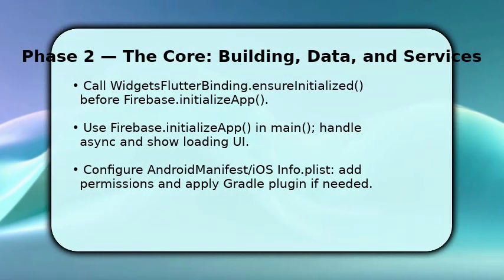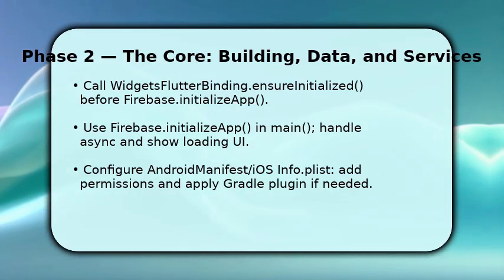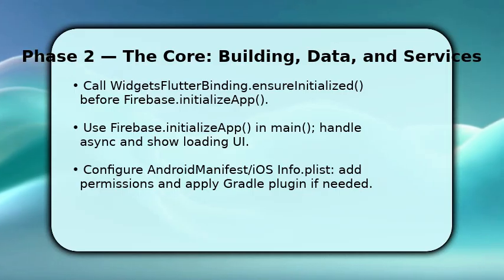Once done with config files and dependencies, initialize Firebase in main. You must call WidgetsFlutterBinding.ensureInitialized before awaiting Firebase.initializeApp because Flutter needs bindings active to complete native setup. Make main async and show a brief loading state while initialization completes, then run app.